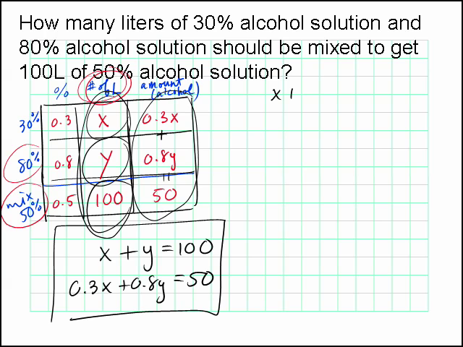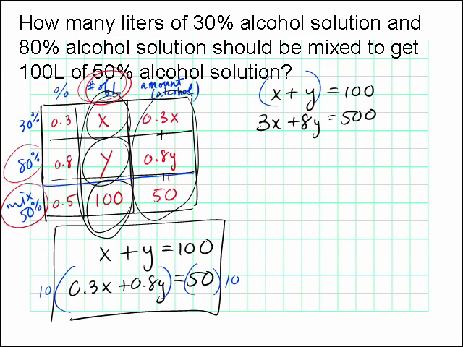What I will do first is, let's eliminate the decimal in the second equation. And in order to do that, I'm going to multiply both sides by 10. Writing it up here now, that would give me 3x plus 8y equals 500. I'll solve using the elimination method. I will multiply the top equation by -3. That'll eliminate the x's for me.